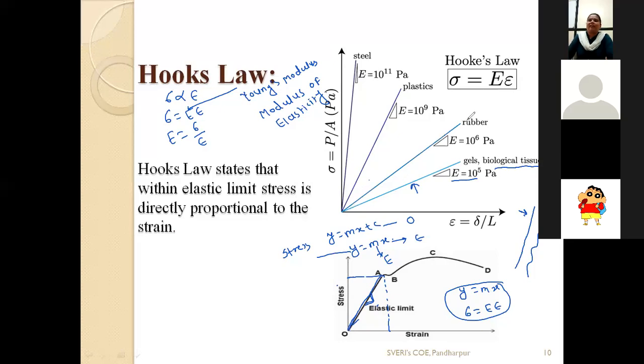This second line indicates the value of Young's modulus for rubber. Okay, for rubber, Young's modulus is 10 raised to 6 Pascal. Then this line indicates the value of Young's modulus for plastics. So for plastic material, Young's modulus or modulus of elasticity is 10 raised to 9 Pascal. And this line indicates Young's modulus for steel, E, which is equal to 10 raised to 11 Pascal.